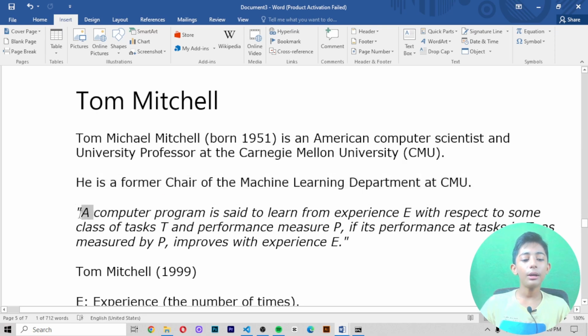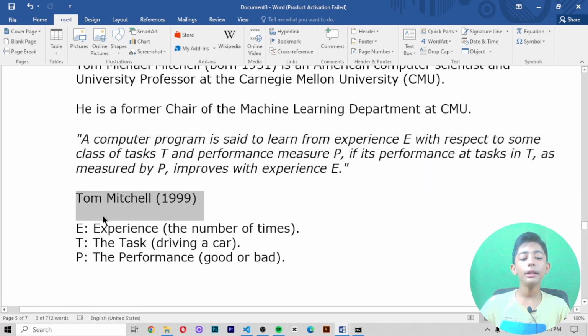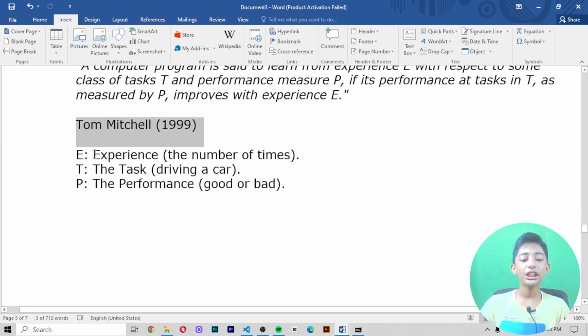A computer program is said to learn from experience E with respect to some class of task T and performance measure P if its performance at tasks in T, as measured by P, improves with experience. Tom Mitchell, 1999. E means experience, the number of times; T means the task, driving a car; P means the performance, good or bad.